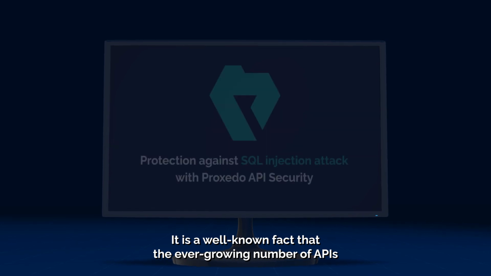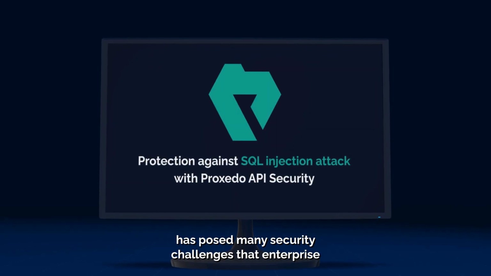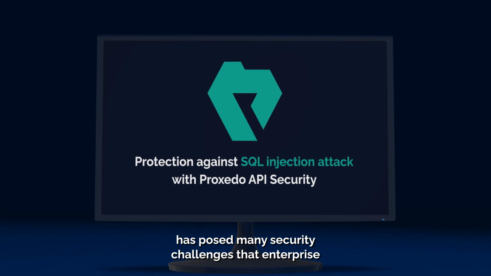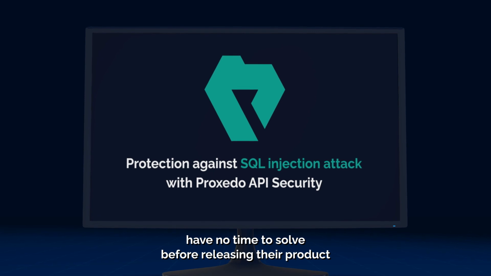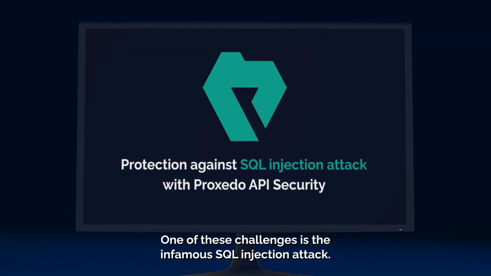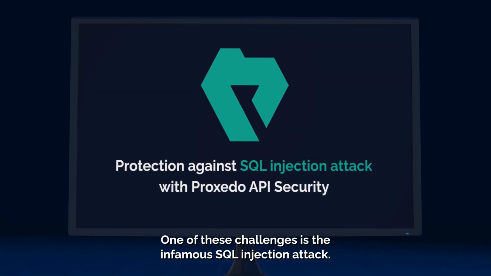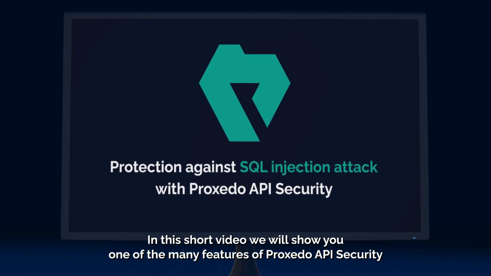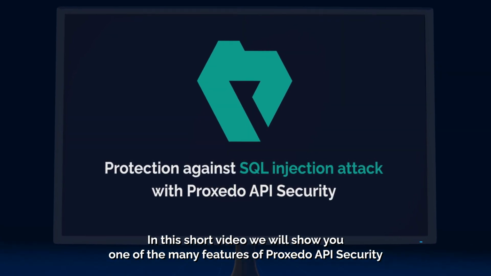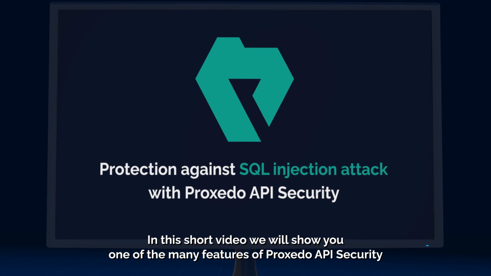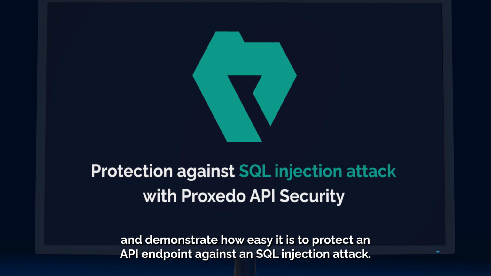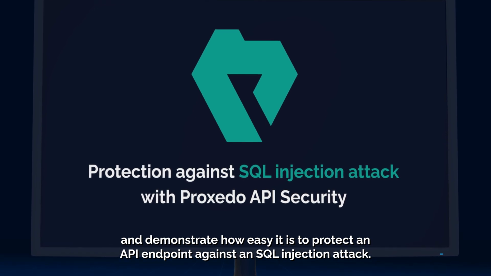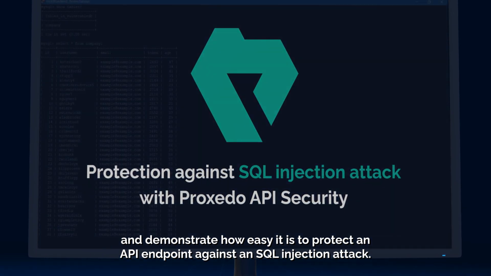It is a well-known fact that the ever-growing number of APIs has posed many security challenges that enterprises have no time to solve before releasing their product. One of these challenges is the infamous SQL injection attack. In this short video, we will show you one of the many features of Proxedo API Security and demonstrate how easy it is to protect your API endpoint against an SQL injection attack.